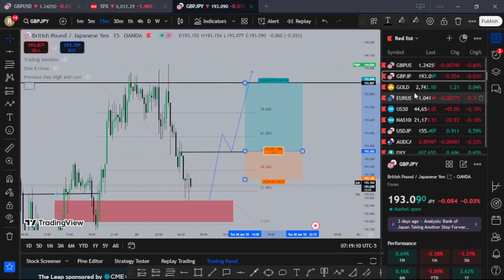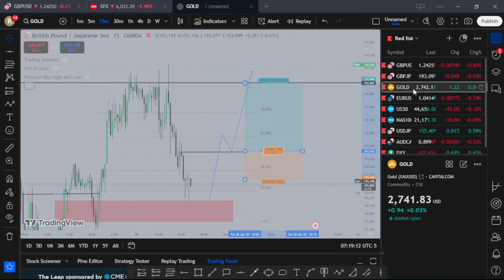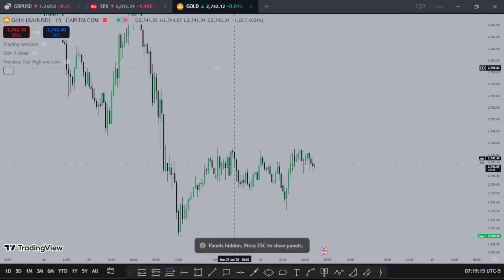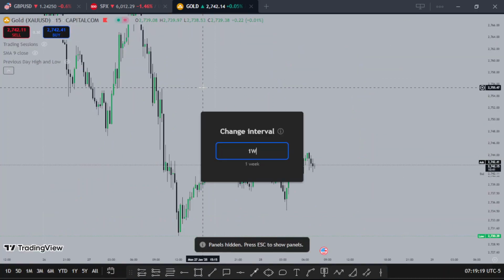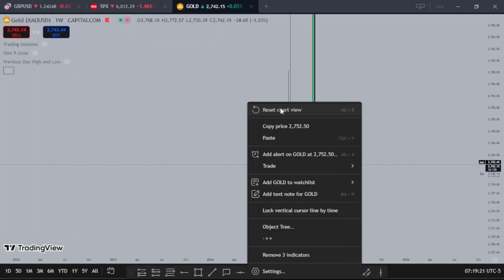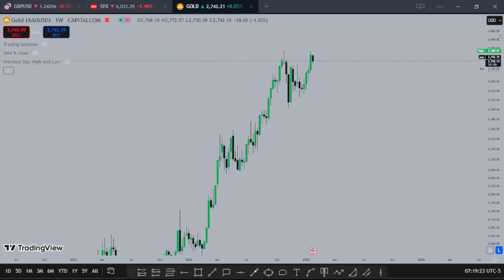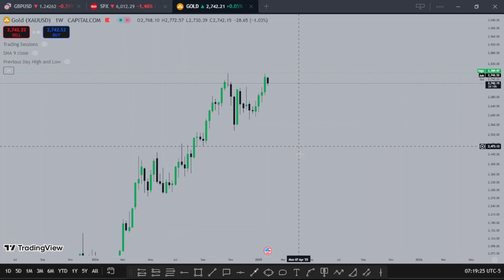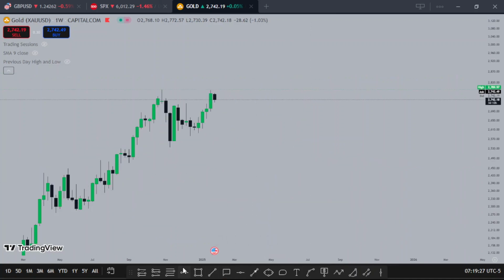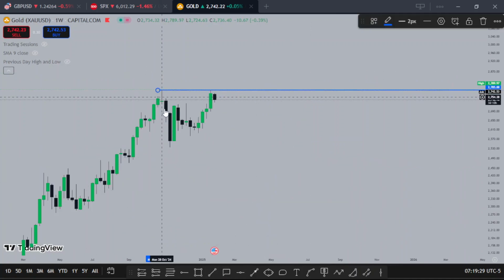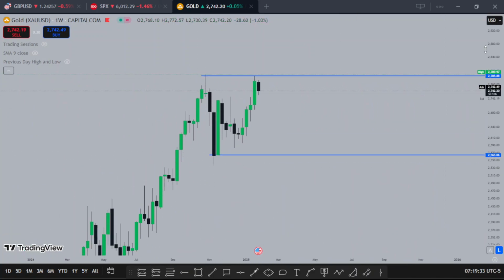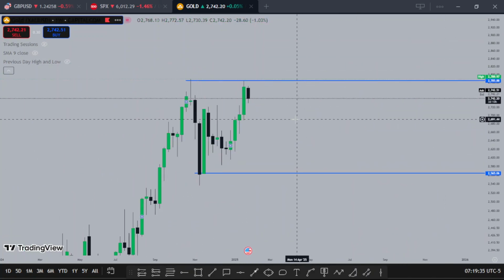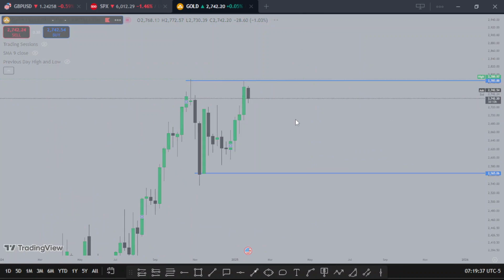Now let's look at gold. Let's look at what price is going to do on gold. So let's head over to the weekly time frame. Now on the weekly time frame, what do we see? Price gave us a swing high over here and a swing low. Okay, let's head over to the daily.